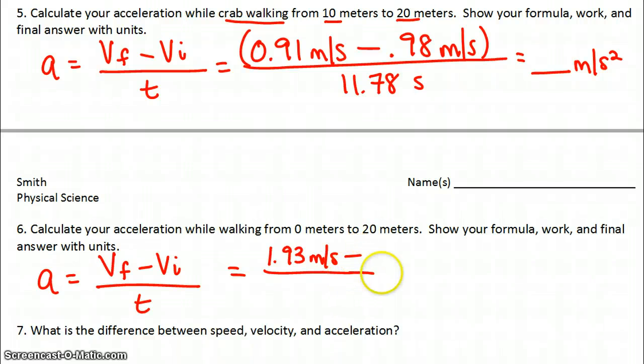We're going to subtract our initial velocity. So when we were at 0 meters, how fast were we traveling? We weren't. You're sitting there at the starting line. So 0 meters per second.